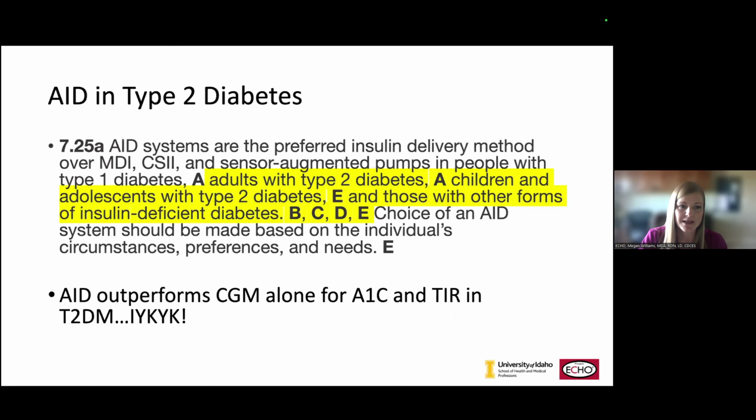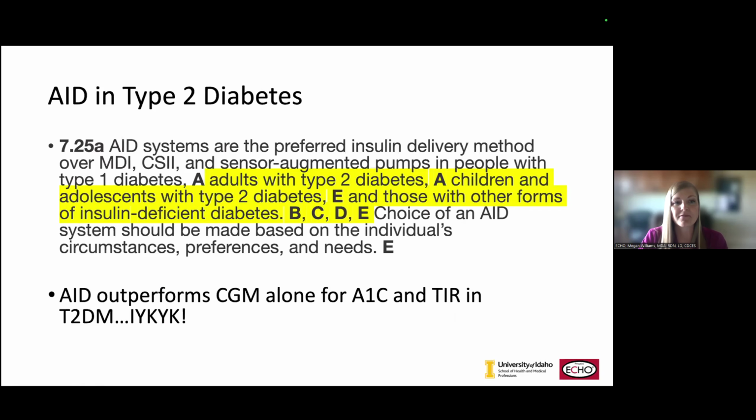When we look at automated insulin delivery straight out of the standards of care in 2026, we know that automated insulin delivery is the preferred delivery method over multiple daily injections or traditional pump infusion for not only patients with type 1 diabetes, but adults with type 2 diabetes, children and adolescents with type 2 diabetes, or any other form of insulin deficient diabetes.